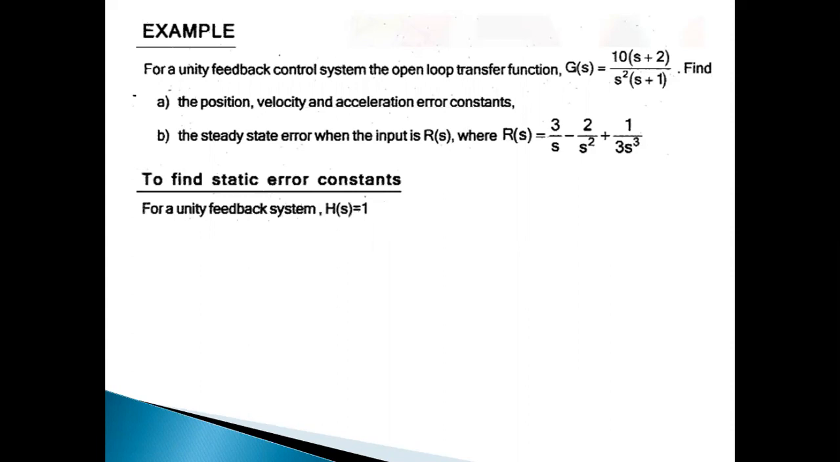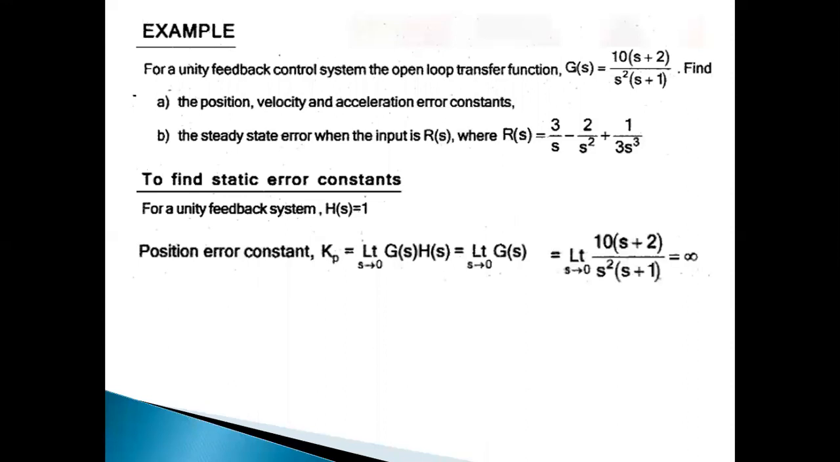To find out the static error constants, the position error constant Kp is equal to limit s tends to 0 of G of s into H of s. Since H of s is equal to unit value, H of s is equal to 1. Now if I substitute s is equal to 0 in the denominator, because of the pole in the denominator, the value becomes infinity. The position error constant is infinity. Steady state error is 0.